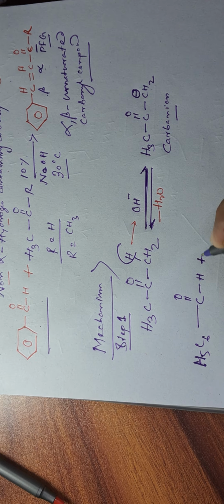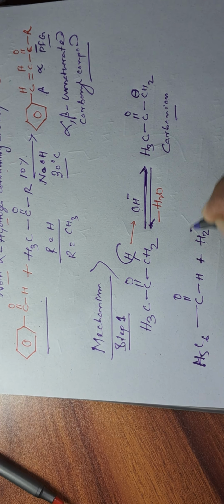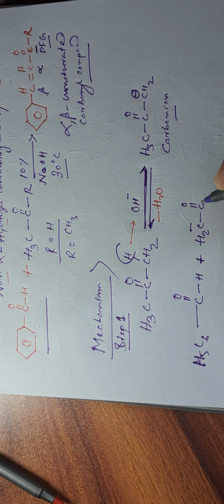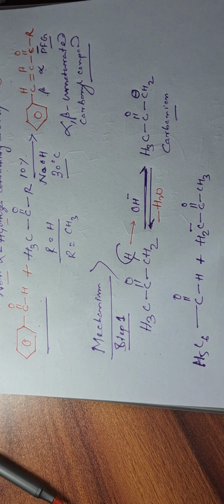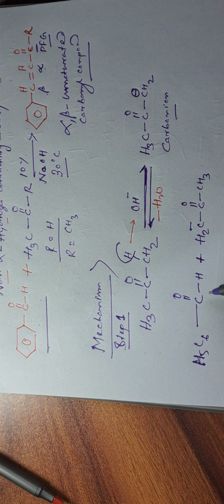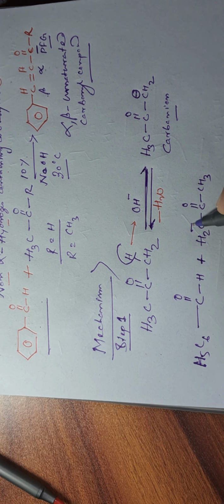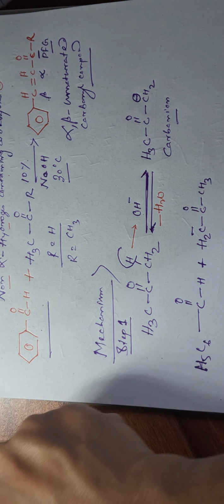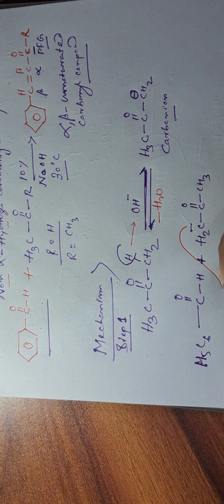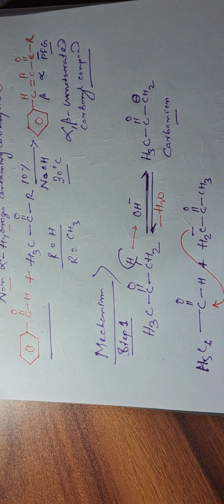Now just beside this, I am supposed to put the carbanion. And it is meant for attacking what? The carbonyl carbon, because this is found to be the electron deficient center, right? So this charge can be given to this carbonyl carbon.